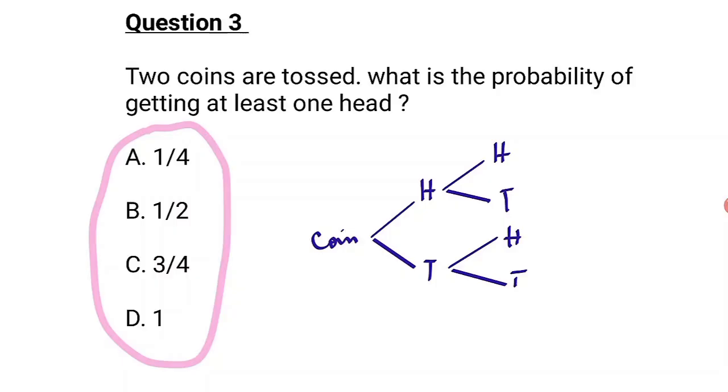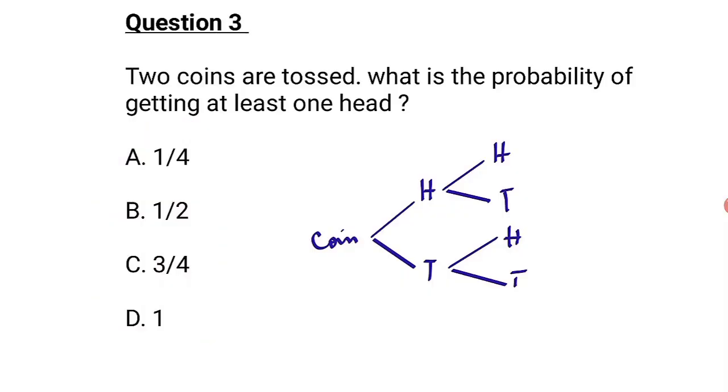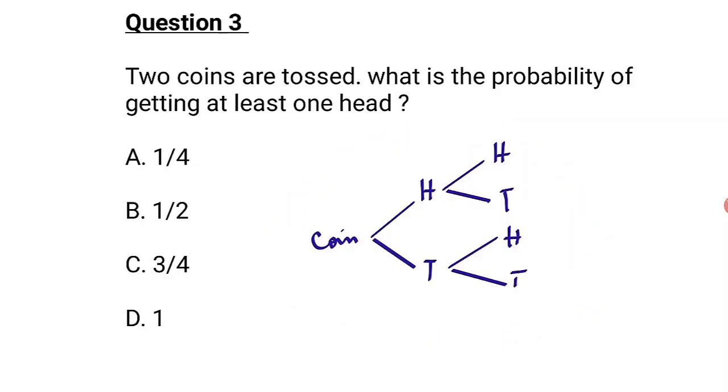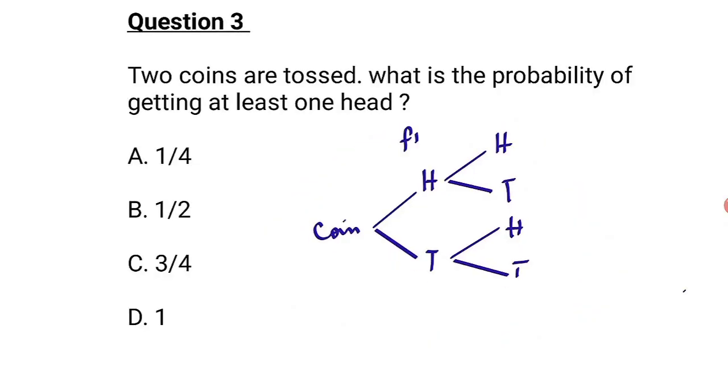So now here, 2 coins are tossed. What is the probability of getting at least one head? So this is where we're going to get our total possible outcomes. When you toss 2 coins, this is the first toss, and this is the second toss.